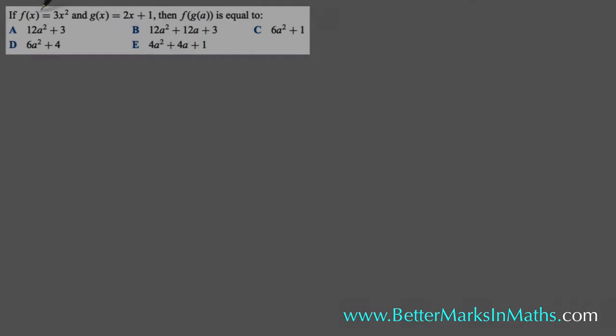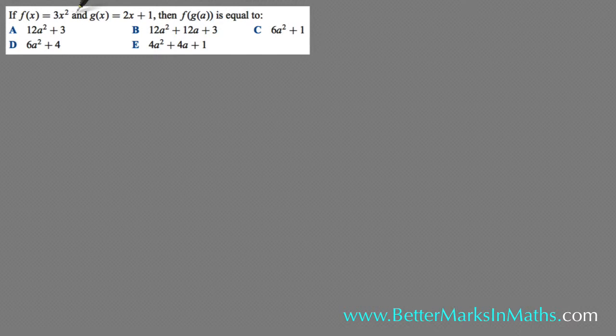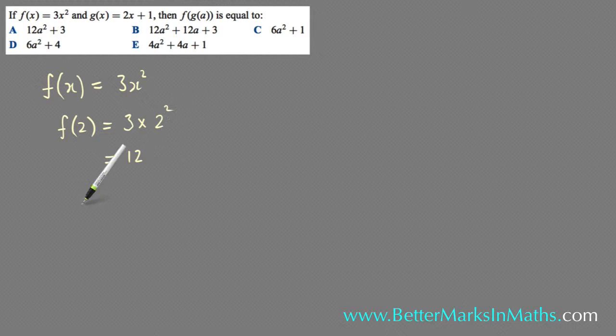In this question, if f of x equals 3x squared and g of x equals 2x plus 1, then f of g of a is equal to. So this question is a little bit like, and I'll just start with a nice easy example. This is just like going f of 2. Where you see an x, you put a 2 in the function. So that would be 3 times 2 squared, which equals 3 times 4, which equals 12.